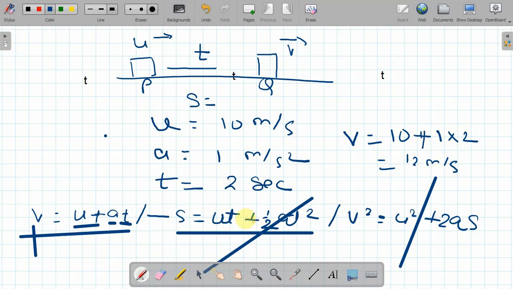This way we can find the required value of the final velocity. Whatever value is asked in the numerical, we use the appropriate equation of motion.